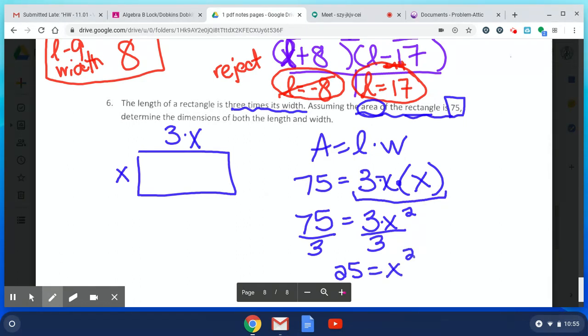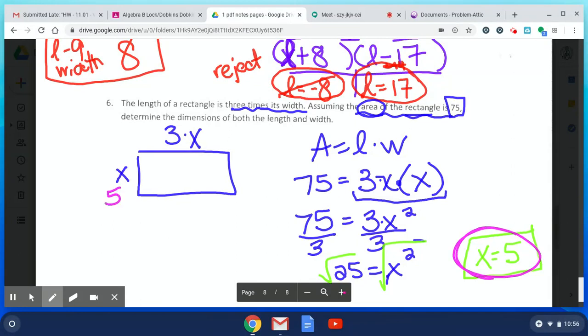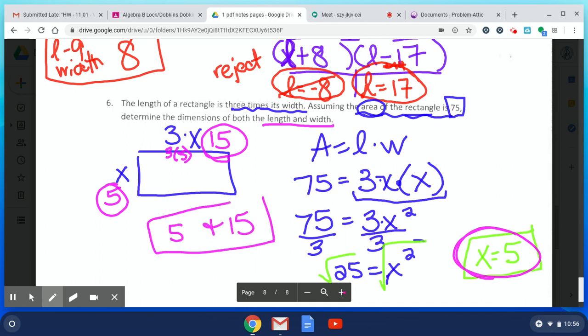So again, how do we undo a squared case here? We take the square root. Thank you. So the square root of both sides is going to give us x to be 5. So if the length and width are the x and the 3x going back into the picture, if x is 5, that means the width is 5. And the length is 3 times 5, which is going to be 15. So the length and width are 5 and 15 is going to be the final answer there for number 6.